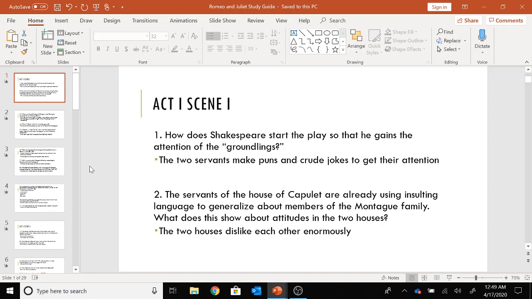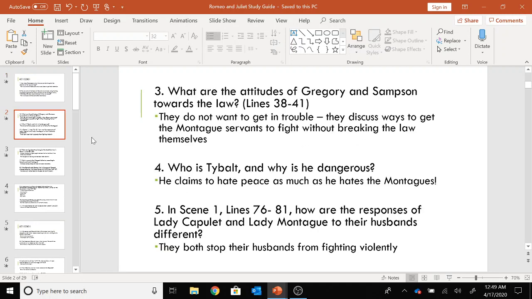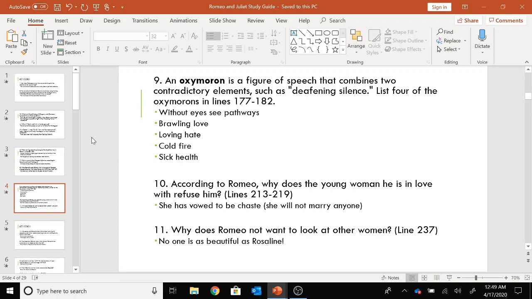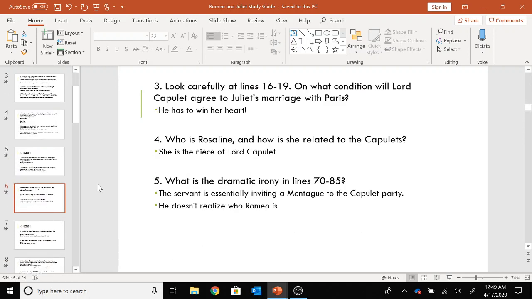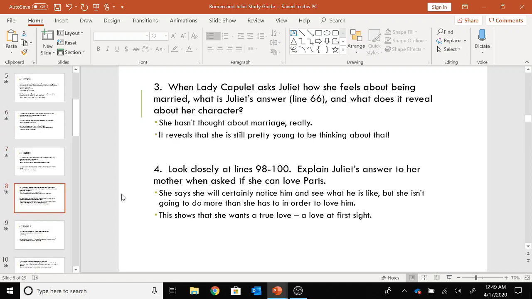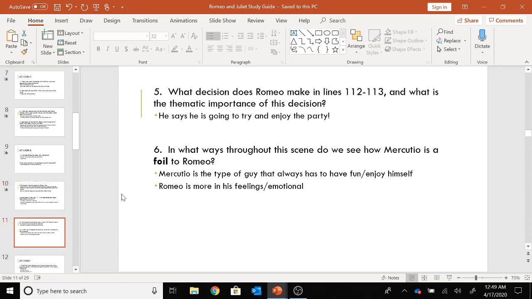Since we've already gone over this, I'm not going to spend too much more time going over these questions. Just go ahead and be familiar with these, be able to answer them, be able to identify these literary devices that we talked about, such as the dramatic irony, right? That's in this example. Foreshadowing, which we talked about a lot, right? There's dramatic irony again. Foil, oxymoron, stuff like that, right?